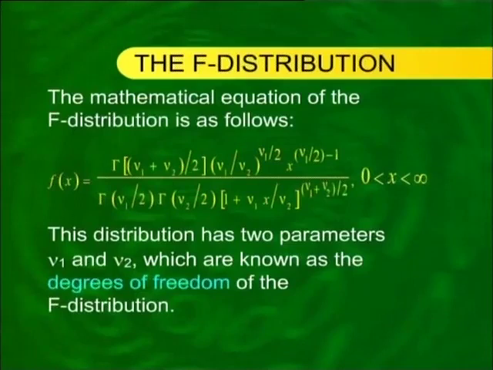This distribution has two parameters, nu 1 and nu 2, which are known as the degrees of freedom of the F distribution. Yes, another very complicated equation, just to make you realize that the F distribution is different from the chi-square distribution because its mathematical equation is different. And although, just like the chi-square distribution is positively skewed, the F distribution is also positively skewed, but they are not one and the same distribution.